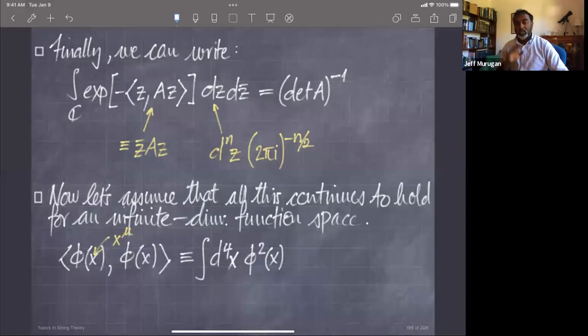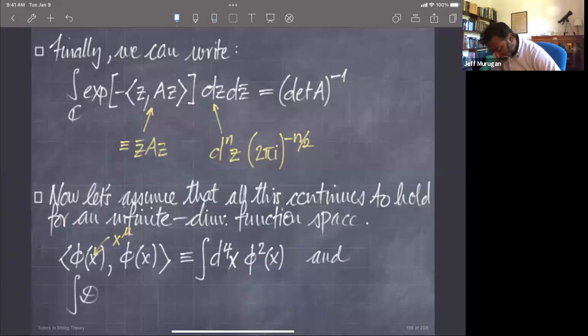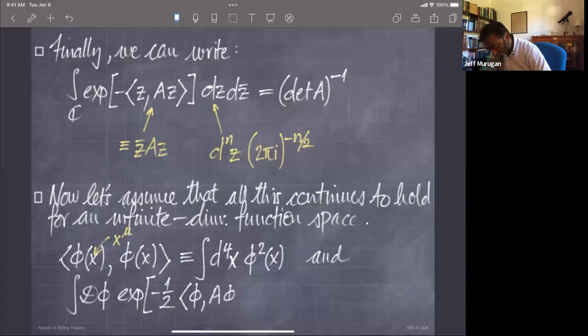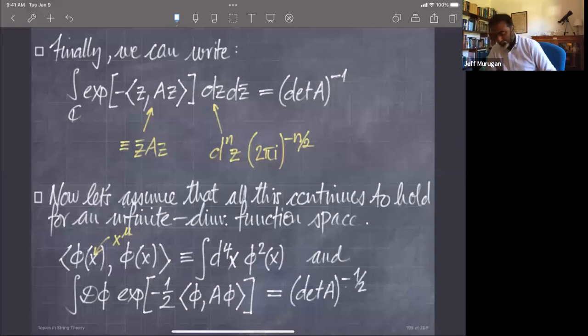Okay, and the generalization of what we just did for the real variable will read the integral over phi's of e to the minus a half phi a phi, and this will equal to det of a to the minus a half.